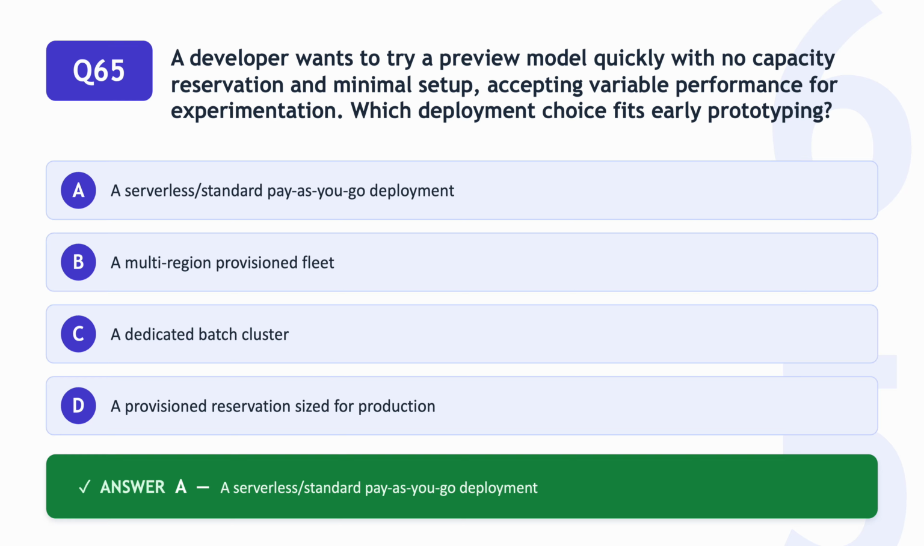It lets developers start using models immediately without reserving capacity or planning throughput. You pay only for usage, making it ideal for proof of concepts, testing, and early development.